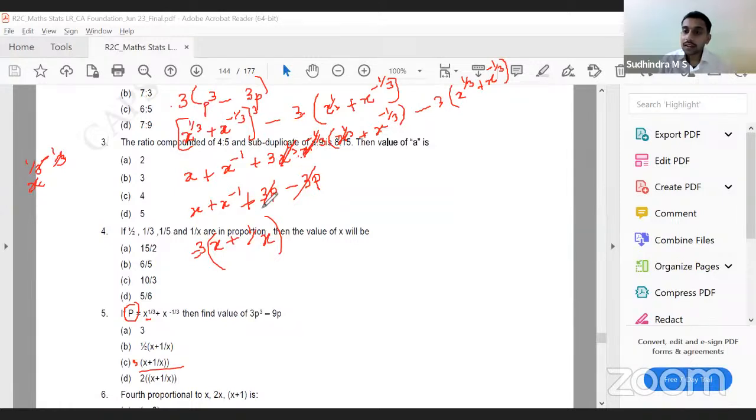I get 3. x to the power of 1 by 3 plus x to the power of minus 1 by 3 is nothing but p. Yes, sir. So 3p minus 3p. x to the power of 1 by 3 plus x to the power of minus 1 by 3 is again p. So plus 3p minus 3p gets cancelled. Thank you, sir.